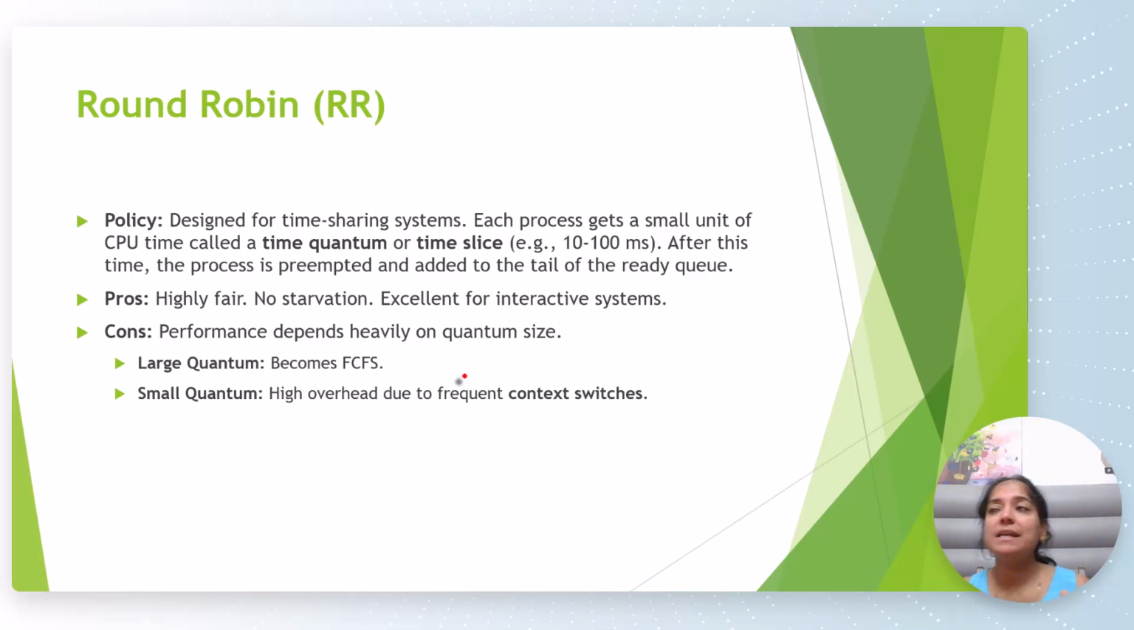The problem here is the size of the quantum. If your time slice, your quantum size, is too large, then it will be similar to FCFS. But if your time slice is very small, then there will be a large number of context switches, which will again increase the overhead. So we need to choose the size of the time quantum very intelligently so that it is not too big, not too small.